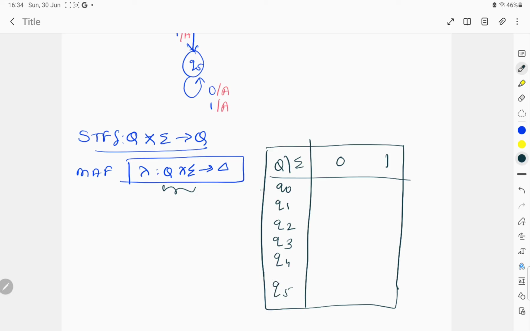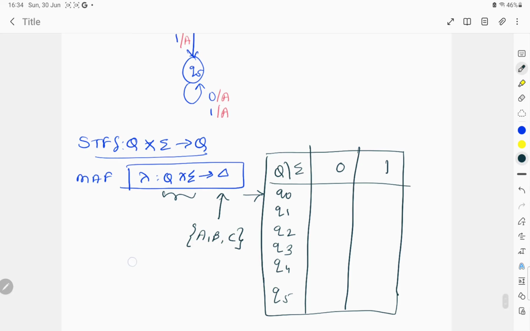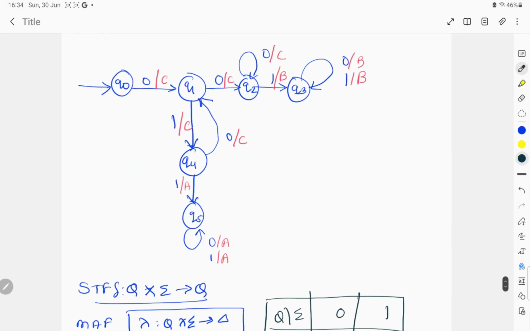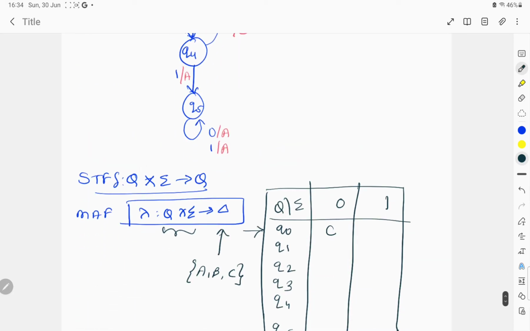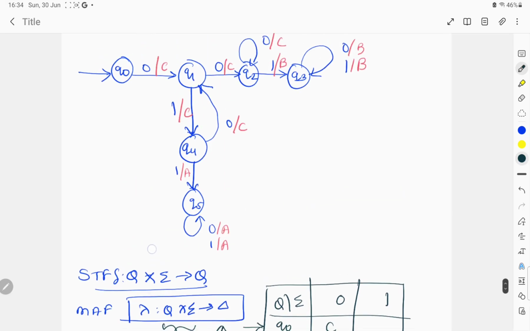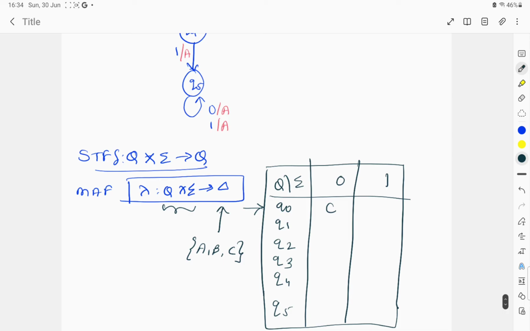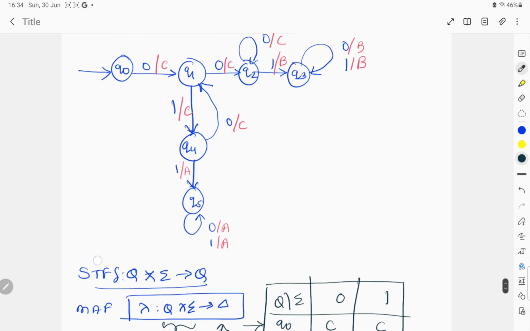Here we have one input function, the input state. There is no output state. Now what is going to be the output? Output is going to be delta, and delta is something from A, B and C. That means Q0 on 0 gives you what output? Q0 on 0 gives you output C. Q0 on 1 also goes to a state which is not giving you any output, so it is giving you the otherwise case, C.